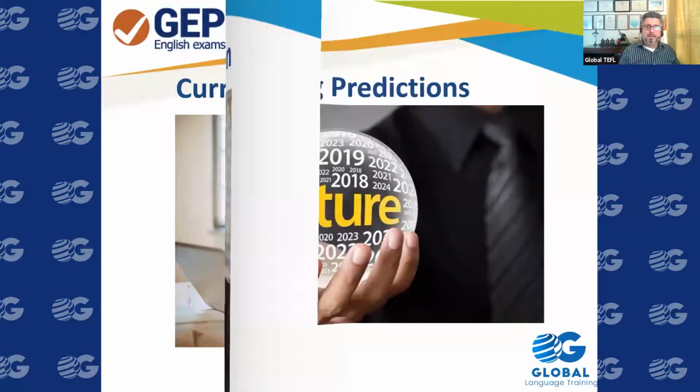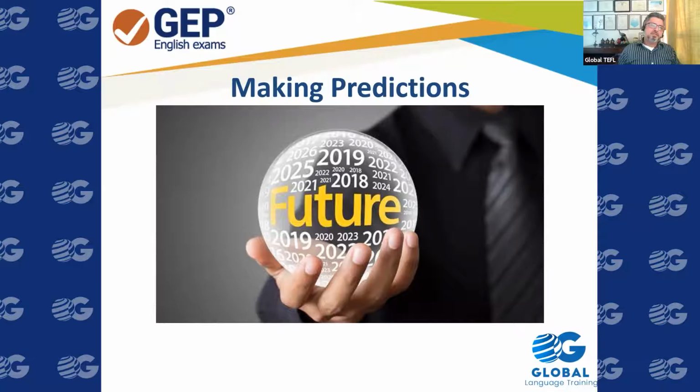Making predictions. Simple activity. Asking students, what do you think is going to happen after the virus is gone? How are your classes going to be? You're going to online classes right now. Where do you see yourself in 20 years? Where do you see yourself in 10 years? Again, pretty straightforward.